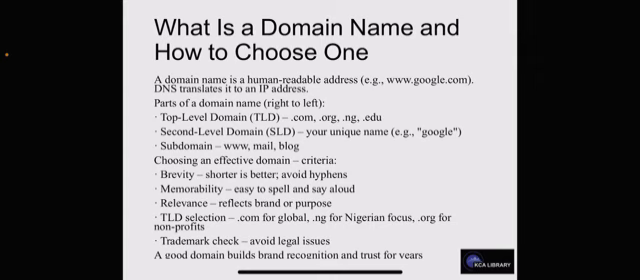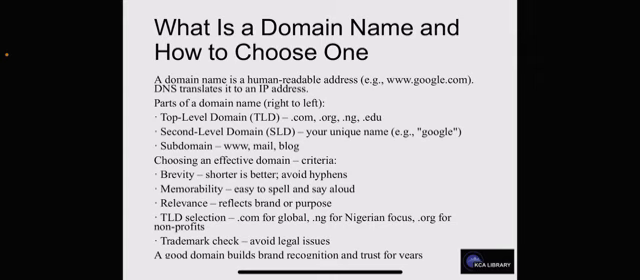Parts of a domain name, from right to left: we have the top level domain, the TLD, where we have .com, .org, .ng, .edu. Then the second level domain, the SLD, has to do with your unique name, for instance Google. The third is the subdomain, where we have www, mail and blog. These are examples of subdomains.